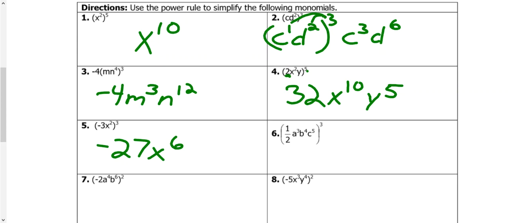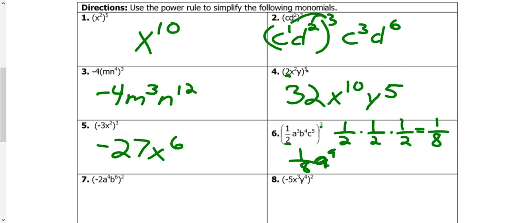For number 6, let's think about this. Fractions are not scary. 1/2 times 1/2 times 1/2, because we're going to apply that 3rd power to the 1/2. Remember, we just multiply straight across. So 1 times 1 times 1 is 1. 2 times 2 is 4. 4 times 2 is 8. Simplifying that, we start off with 1/8. Then we have a to the third, which is a to the 9th.